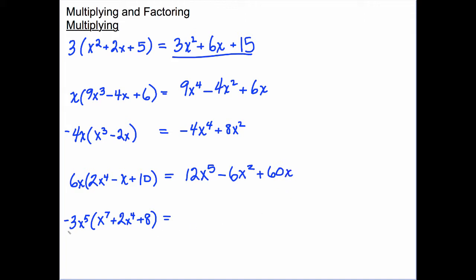And finally, negative 3x to the fifth times x to the seventh plus 2x to the fourth plus 8. Negative 3x to the fifth times x to the seventh is negative 3x to the 12th. Negative 3x to the fifth times 2x to the fourth is negative 6x to the ninth. And then negative 3x to the fifth times 8 is minus 24x to the fifth.